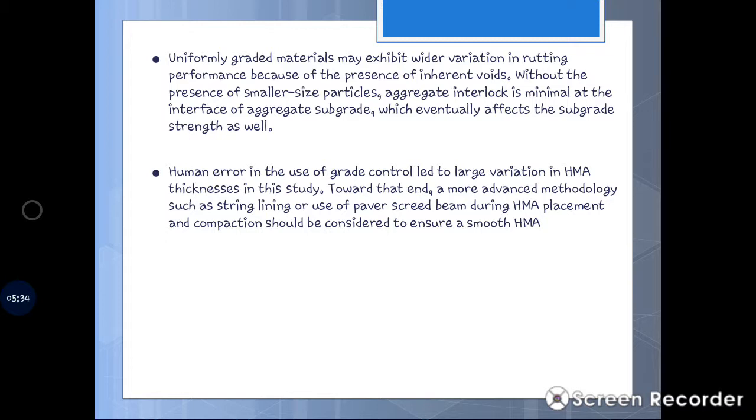Human error in the use of grade control led to large variation in HMA thickness in this study. Towards the end, a more advanced methodology such as string lining or use of paver screed beam during HMA placement and compaction should be considered to ensure a smooth HMA.